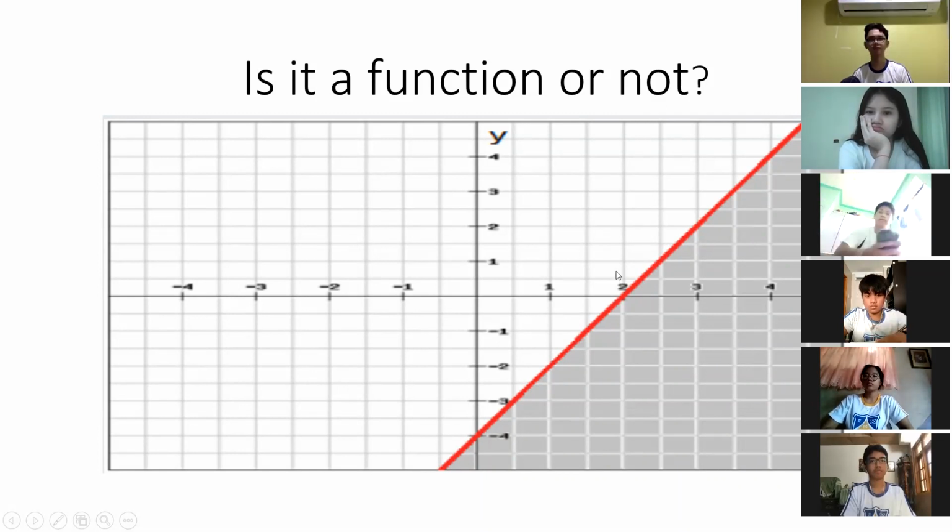So therefore, is this a function or not? If you draw a vertical line, how many intersection points will be made? Is this a function or not? Let me try. Alan, is this a function or not, Alan? Just guess if you don't know.